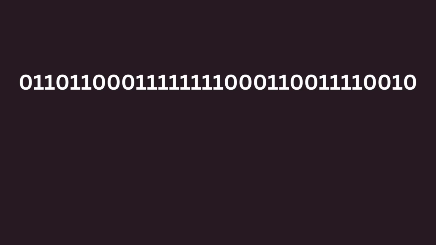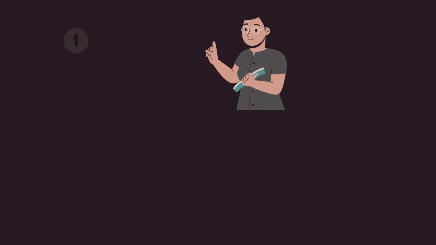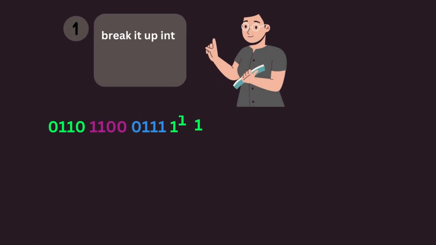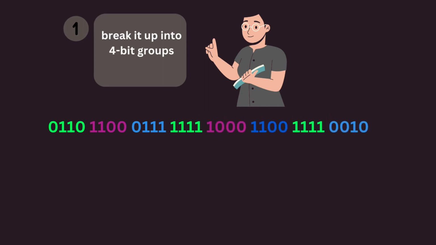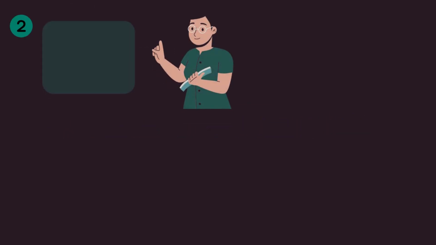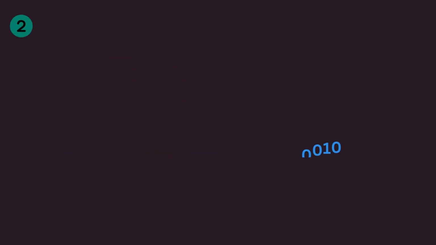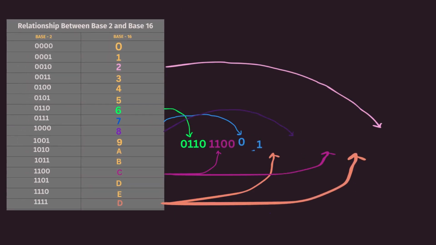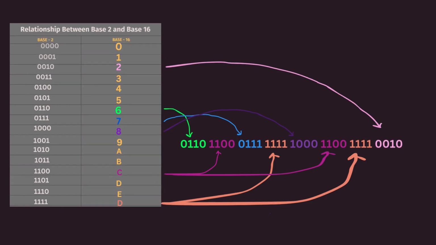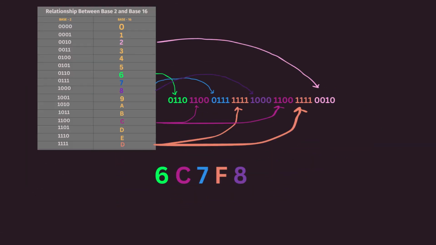Given this hard-to-read binary number, to convert it to hexadecimal, simply follow these steps. Step 1. Break it up into 4-bit groups. Step 2. Use this table and replace each 4-bit group with the corresponding hexadecimal digit. Put this together and you have the result.